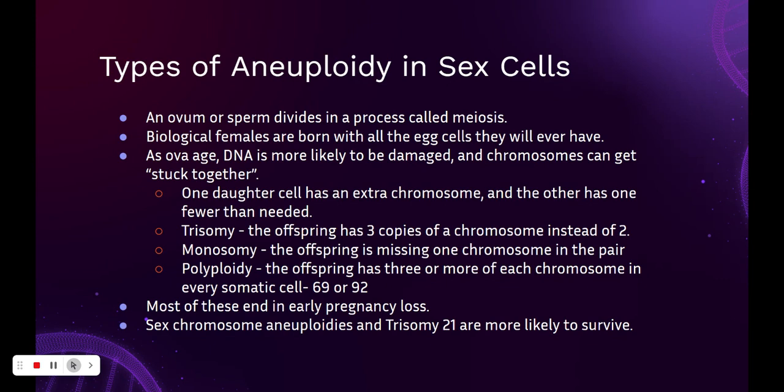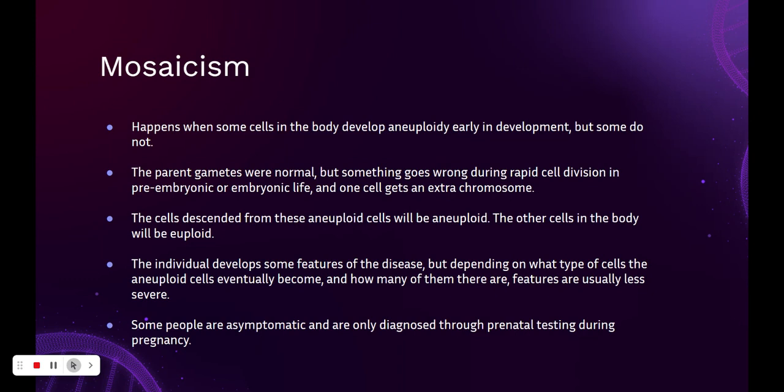It depends on which actual alleles are on the extra copy and how much extra protein you're going to get from that. And that will impact the severity of the intellectual disability. But yeah, those are types of aneuploidy in sex cells. We're going to talk about mosaicism briefly.